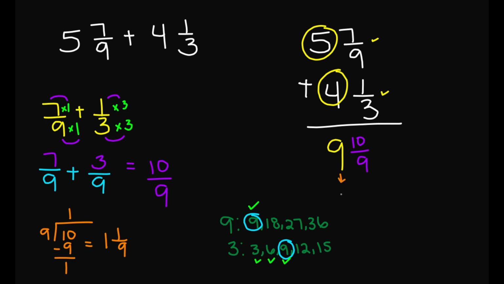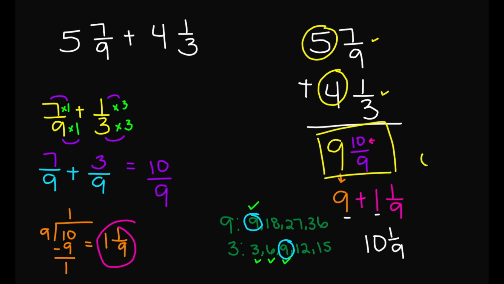So here we have our 9, and then my 10 over 9, which is up here, we just solved that and turned it into a mixed number. So that's going to be plus my 1 and 1/9. So if I add my 9 plus 1, you're going to get 10, and that's going to be in 1/9. So this is going to be your final answer here, or you're going to get this answer here if you simplify.